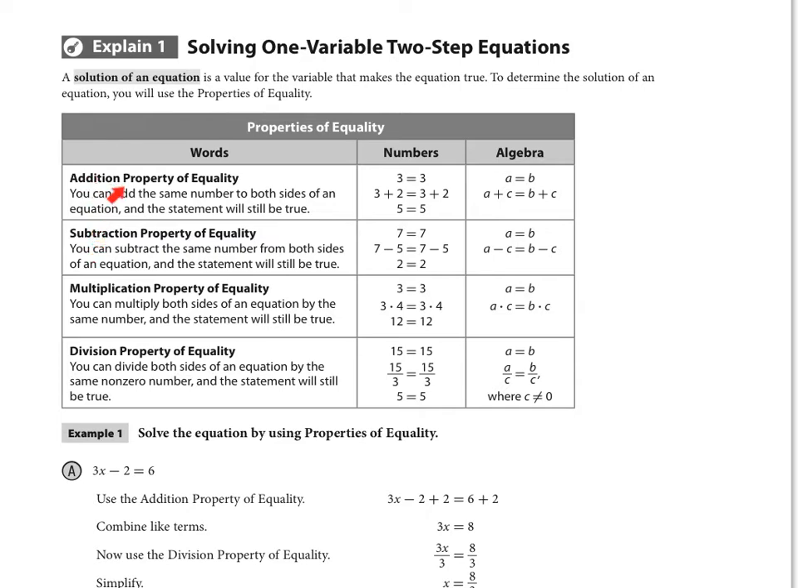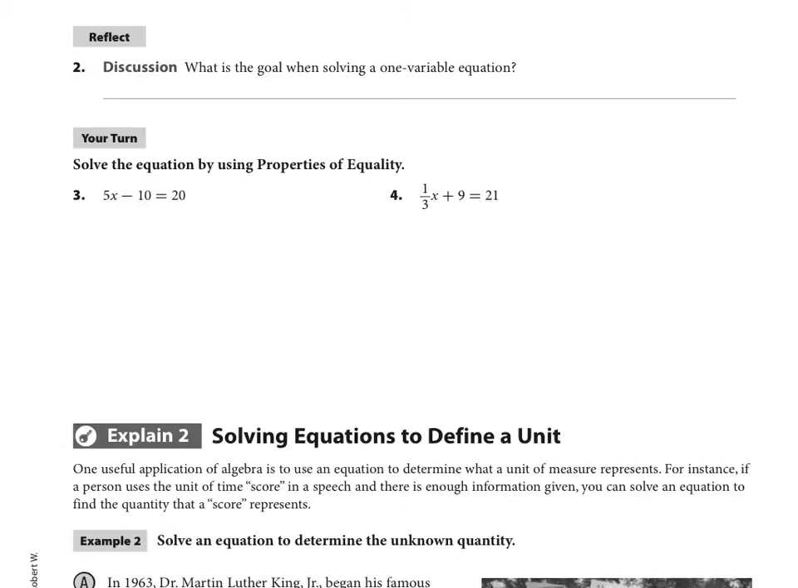But the addition property of equality, for example, is if you add the same number to both sides, usually to make a 0 on one of the sides. Okay, so I'm going to show this in action because explaining it to you is not going to be enough. So let's go ahead and go on to the next page.